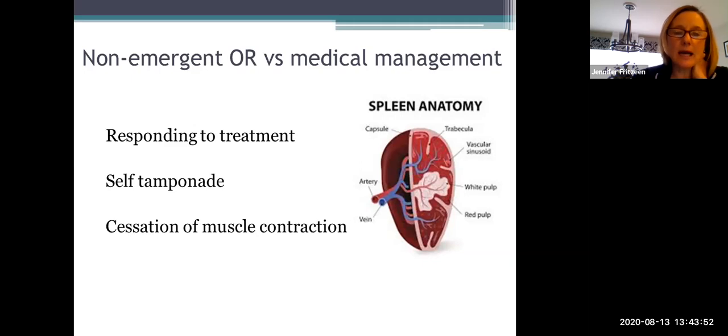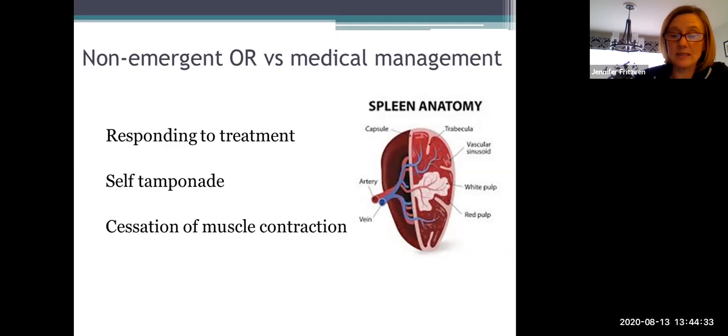Another treatment is to look at non-emergent OR versus medical management, or how we are going to take care of these hemorrhagic patients once we've gotten them a little stabilized. Our first thing is we're going to look at medical management or non-surgical management if they're responding to treatment, because several of our kids are going to self-tamponade. Anybody with a splenic, liver, or kidney injury, those organs are all encapsulated, and that encapsulation allows the organ, if it's damaged, to tamponade and stop its own bleeding.